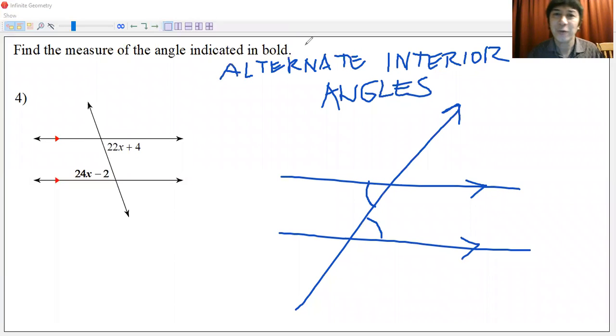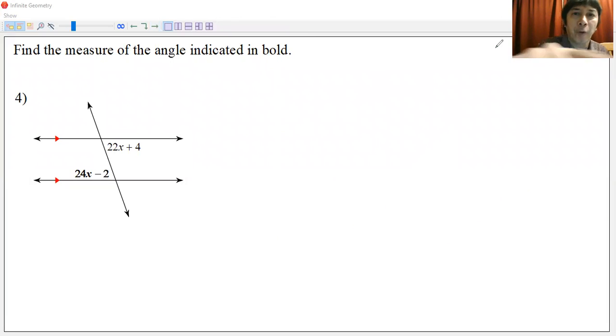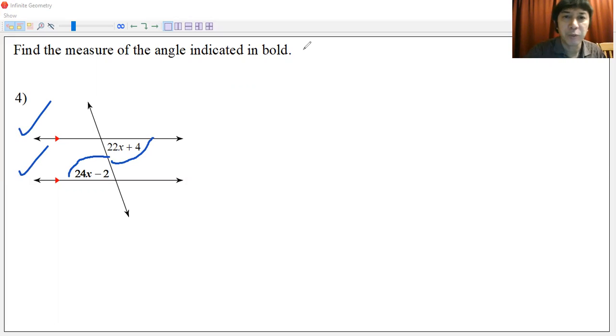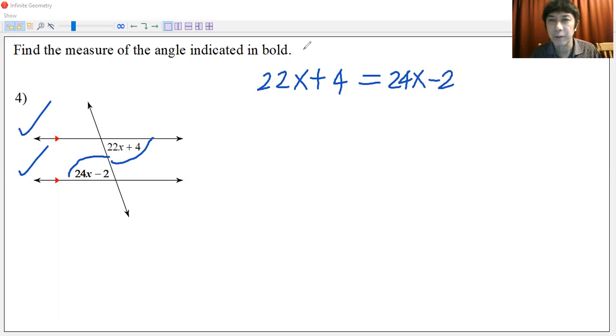All right, so we have our working equation. Let's proceed to the working equation. That means this angle is equal to this angle, when you have parallel lines. That means our working equation is 22x plus 4 equals 24x minus 2. And we're going to solve for x first, and then we will find the value of the angle indicated in bold letters.